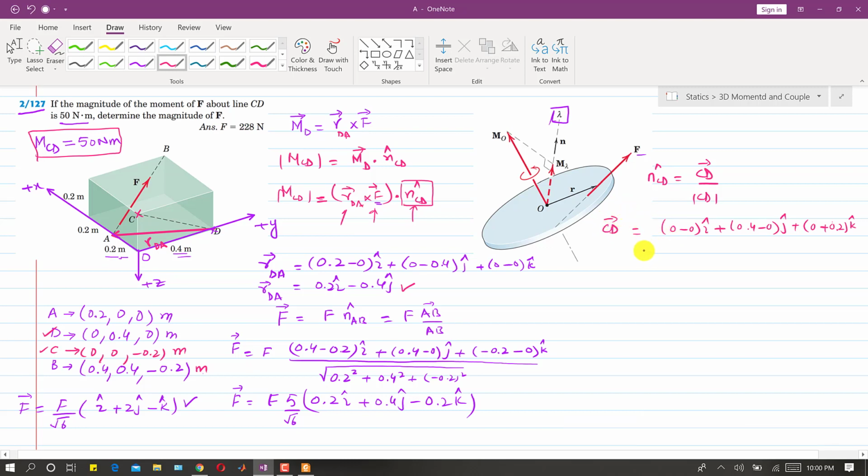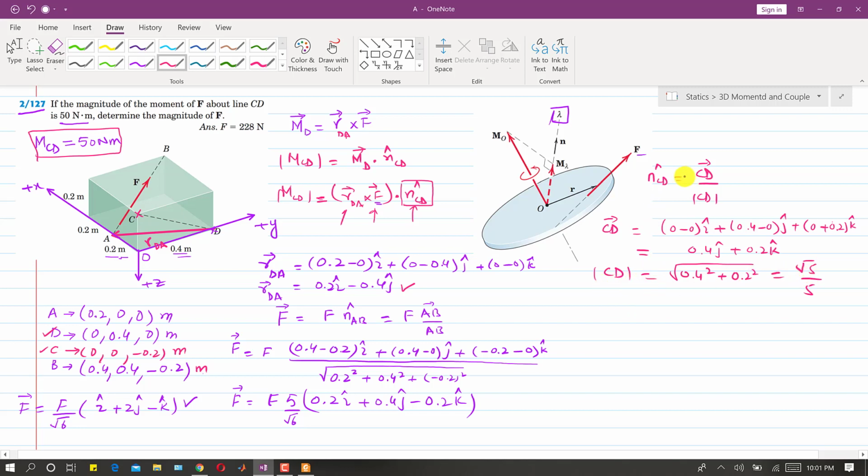So now if we write this CD vector, it will be 0.4 J plus 0.2 K. And if we determine the magnitude of this CD vector, it will be equal to the square root of 0.4 squared plus 0.2 squared. If I solve this, it comes out to be root 5 divided by 5, right? So this is the CD magnitude.